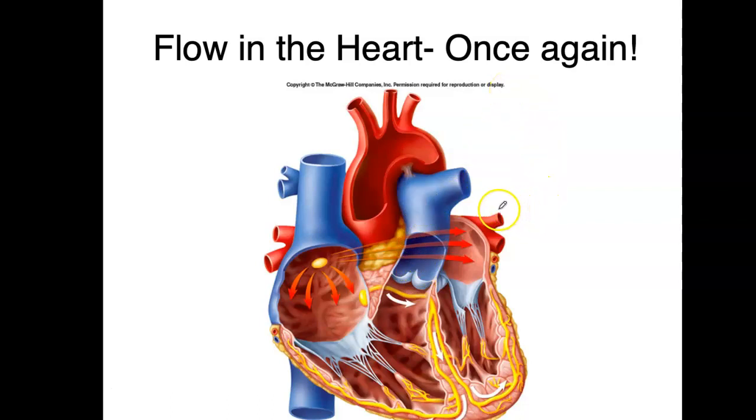Coming back, we come through the pulmonary veins into the left atrium, past the bicuspid or mitral, into the left ventricle, and then hiding down in there would be another semilunar valve, aortic semilunar, and out the aorta.